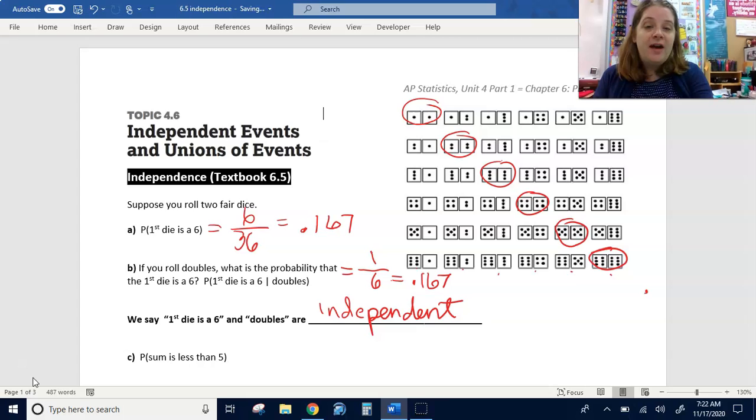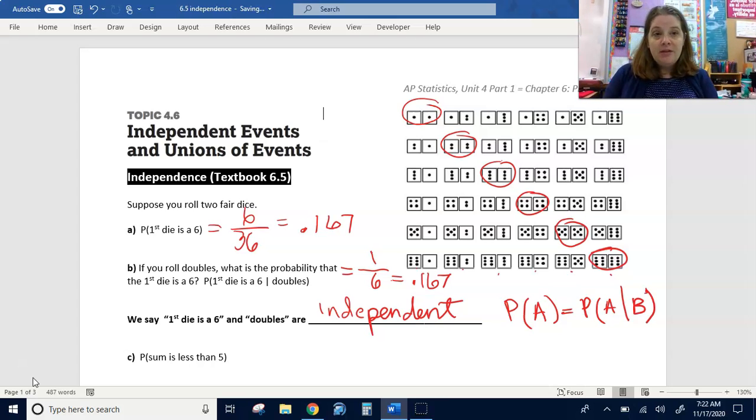The argument for independence looks like this: the probability of something happening is the same as the probability of that thing happening given that the other thing has happened. In other words, the conditional probability is the same as the original probability. Since those two things haven't changed, it means B didn't really make a difference. It didn't make a difference that I got doubles. I still got the same probability for the first die being a 6. One did not affect the other, and therefore those two events are independent.